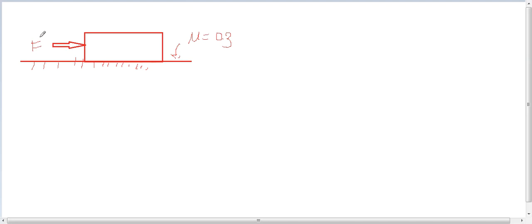Let's suppose this F is 2 Newton, and this mass is 2 kg. Okay guys, this mass is 2 kg. What we have to check is whether this block will move or not.